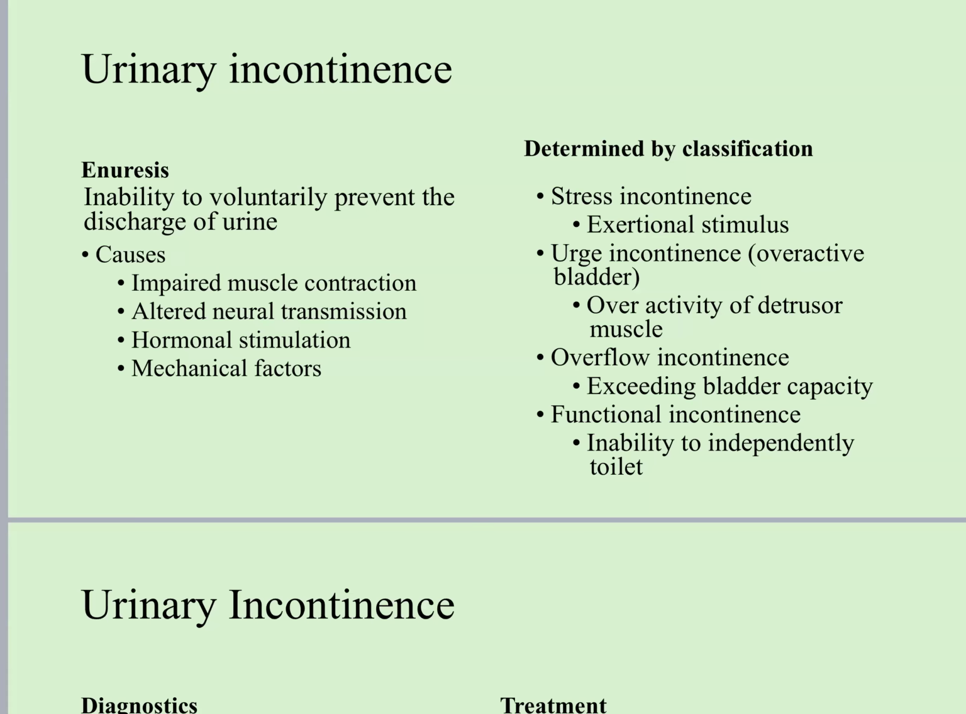We have overflow incontinence. That would be when somebody has exceeded the amount of urine that can be in their bladder. So when it's overfull, it can't empty completely. And that could be caused by things like an enlarged prostate, urethral strictures, a spinal cord injury, or diabetic neuropathy. Because with diabetics, with the neuropathy, you don't feel that stimulation as you normally would to go pee. So it makes it really easy to override the bladder capacity.